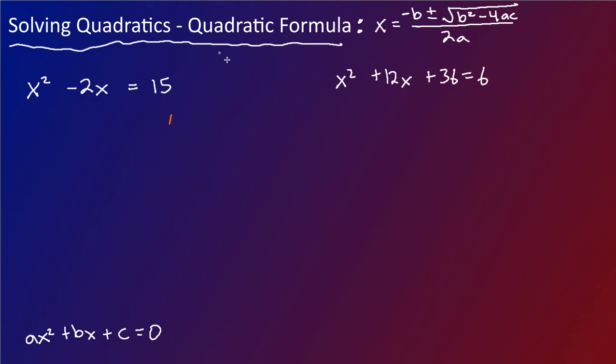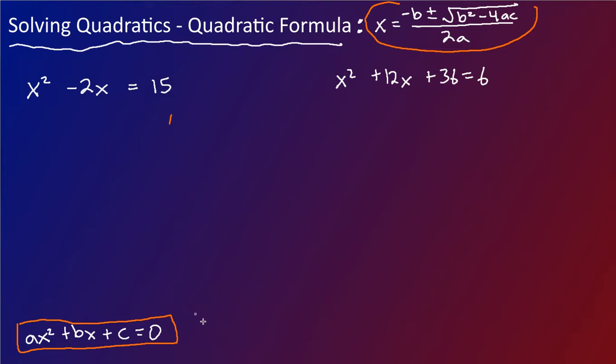Okay, we're going to be solving quadratic equations with the quadratic formula, which is right here. It's negative b plus or minus the square root of b squared minus 4ac, all over 2a. Those come from writing our equation in standard form, ax squared plus bx plus c. a is whatever's in front of x squared, b is whatever's in front of x, and c is the constant term.